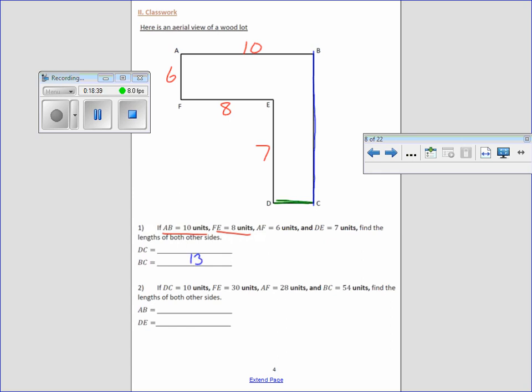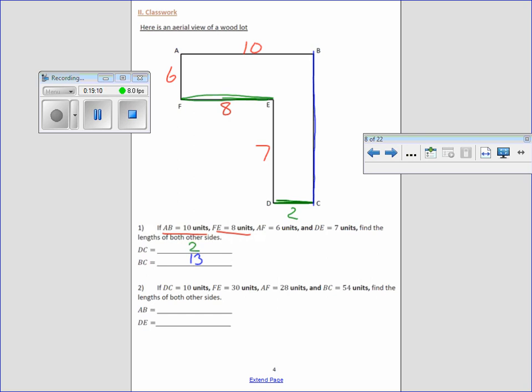So everybody see how we got that? Just got to practice it. We now have to figure out this. Well, look. We know that the whole entire horizontal is 10. We know from here to here is 8. That's going to make this what? 2. Right, because 8 plus 2 makes 10. So that makes this 2.